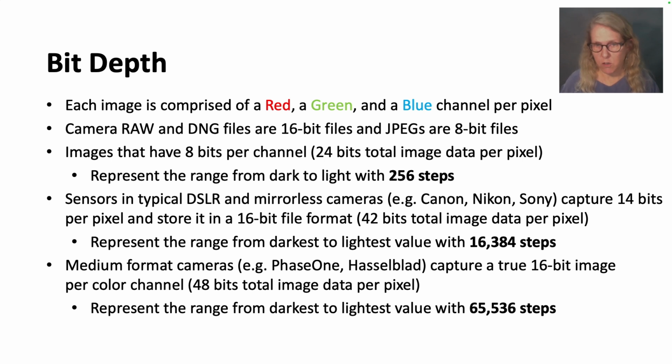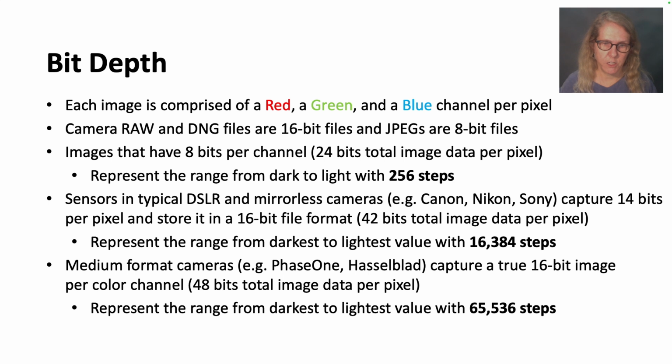In a modern DSLR or mirrorless camera, such as Canon, Nikon, Sony, those capture 14 bits per pixel. They store it in a 16-bit file format, because there isn't a 14-bit file format, but a couple of those bits are just not being used. And what that means is we have 42 bits of data for every pixel. And that allows us to represent the range from darkest or black to lightest value with 16,384 steps.